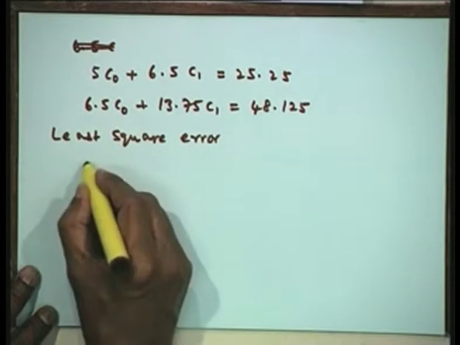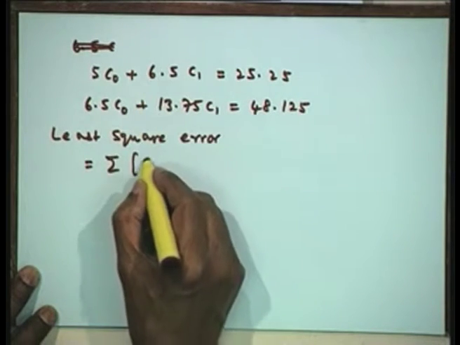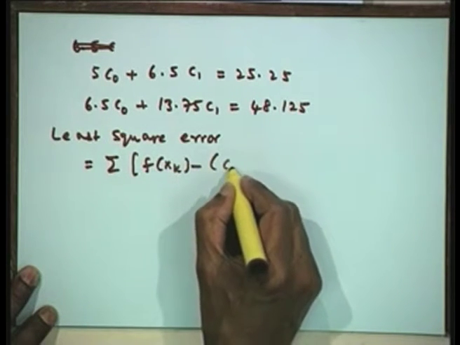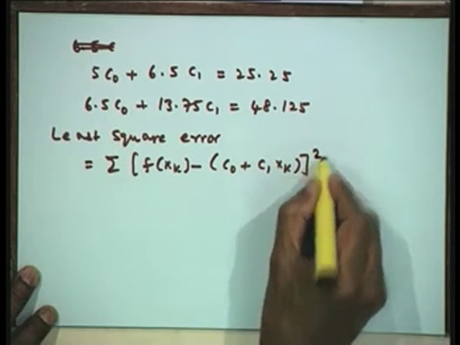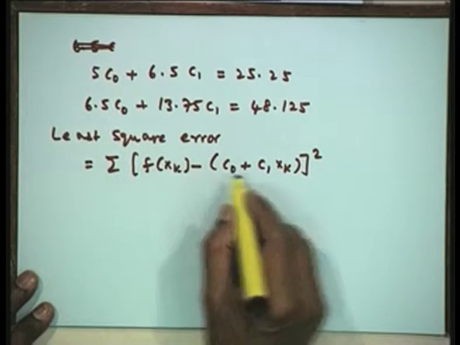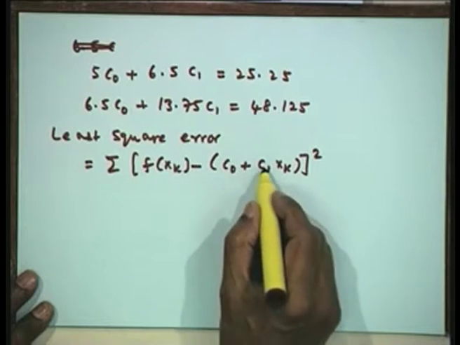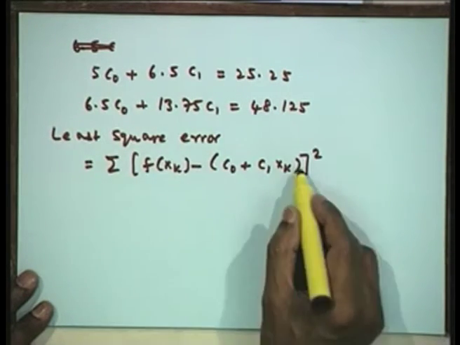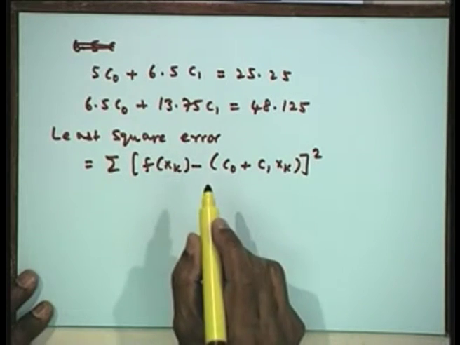The least square error definition was summation of, here w x is equal to 1, therefore, this is simply f of x k minus C naught plus C 1 x k whole square. This is f x minus p 1 x, so f x k minus C naught plus C 1 x k whole square. Now, we have got the values of C naught and C 1 over here. We have the data points x k f k, so we can substitute in this and find out the total error in the least square this way.